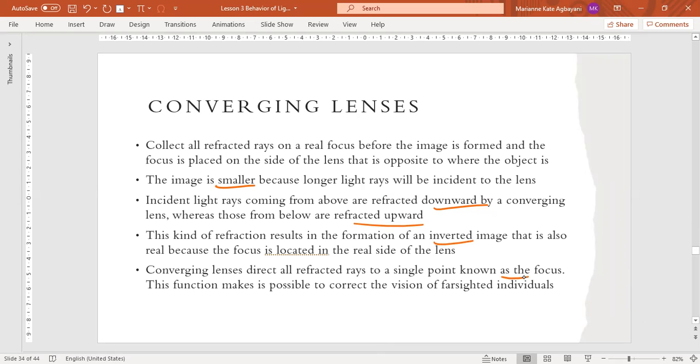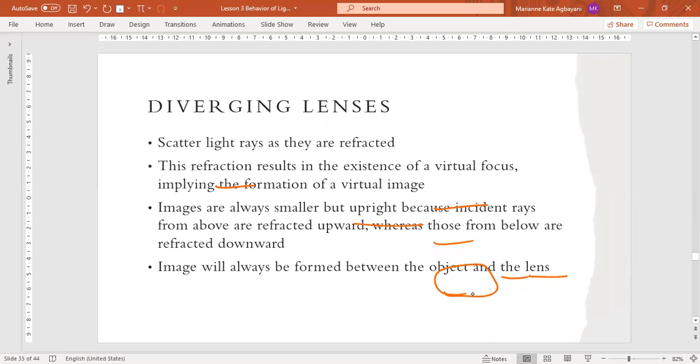So for converging lenses, they direct refracted rays to a single point known as the focus. This function makes it possible to correct the vision of far-sighted individuals. So a converging lens is used to correct far-sighted individuals. Whereas for diverging lenses, wait first.